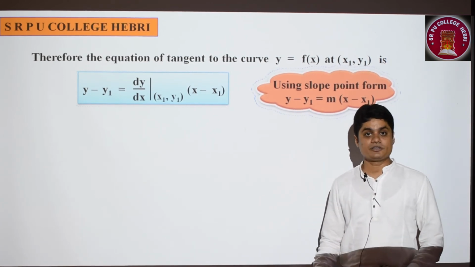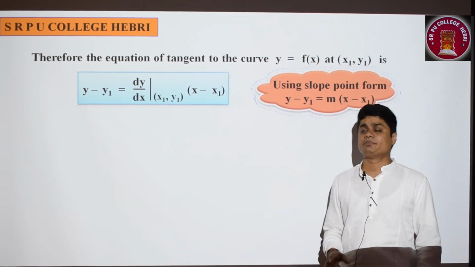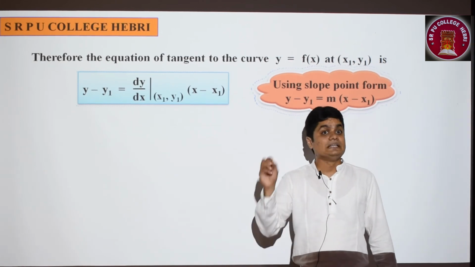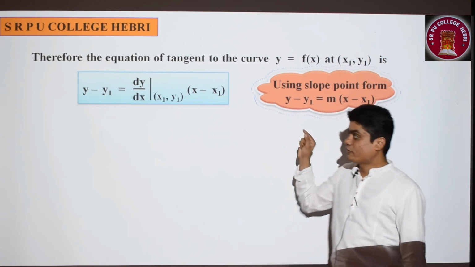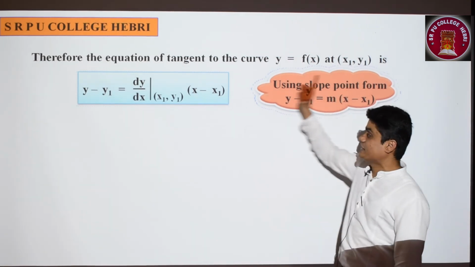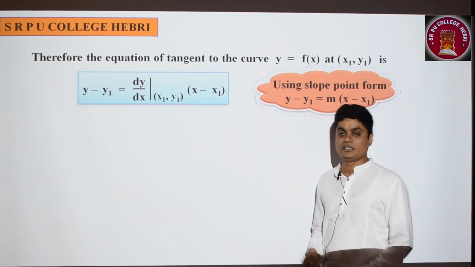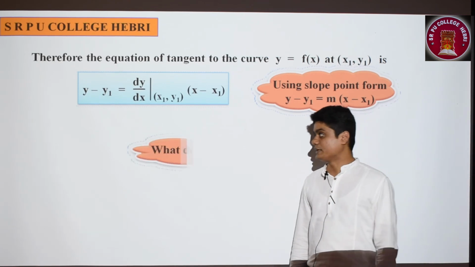Here there are no restrictions on the curve. It need not be a circle, it need not be a parabola. It can be any type of curve. For any type of curve, this formula will hold if you know the point of contact between the tangent and the curve. So the equation of the tangent to the curve at x1 y1 is y minus y1 equal to dy by dx at x1 y1 into x minus x1. You can remember it, right? It's an important formula, remember it.